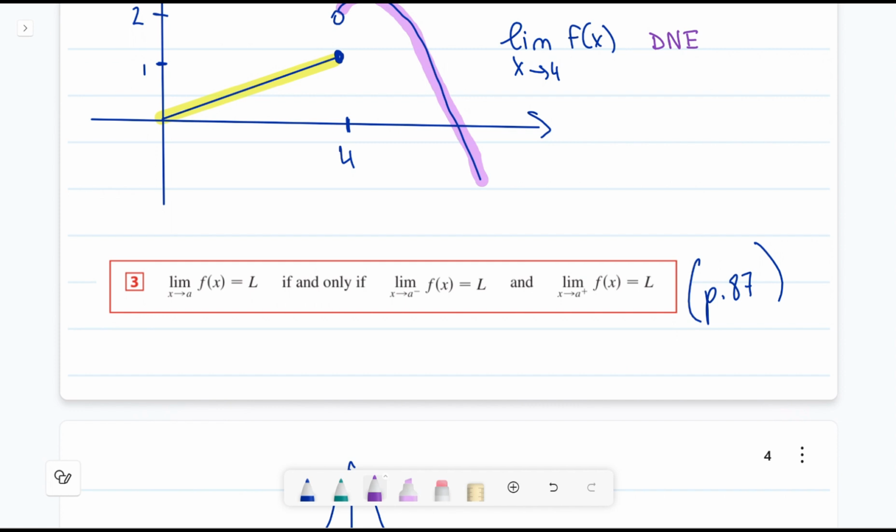So the limit of f of x as x approaches a equals L if and only if the limit of f of x as x approaches a from the left equals L and the limit of f of x as x approaches a from the right equals L. So basically, from both sides, both limits should give the same answer in order for us to have a limit that exists.